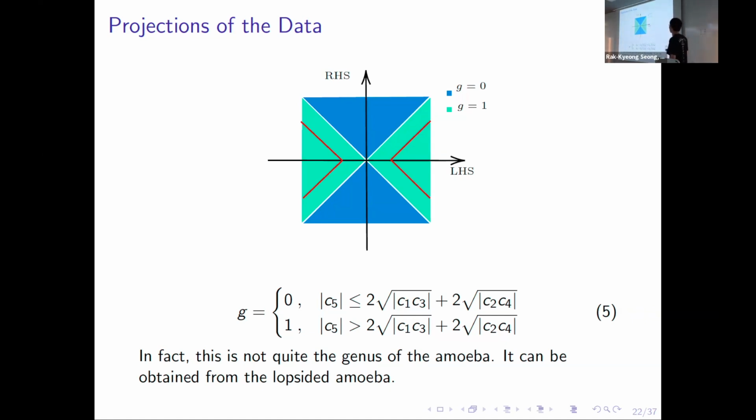So there could be some errors in this region. Basically, some blue points are leaking to the green region and vice versa. But overall, what this projection says is that we have this condition to determine the genus. But this is not quite the genus of the amoeba.